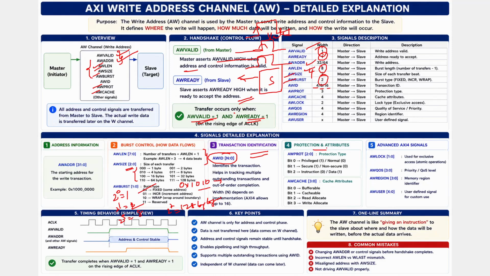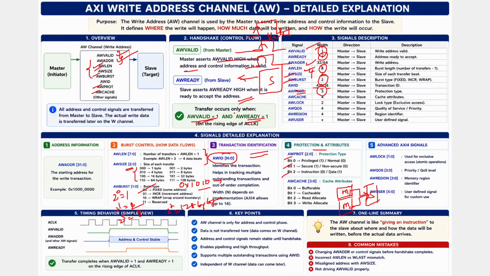And then the protection and attribute signal, the prot signal. Protection is 3 bits: bit 0, bit 1 and bit 2. If bit 0 is 0, it is doing the normal operation. That means master to slave, it is doing normal data transmission. Privileged transfer means, say, master 1 and master 2. If master 1 is communicating with the slave and in between master 2 also wants to communicate with the slave, and it has privileged access, then master 2 will communicate with the slave, and master 1 will be on hold.